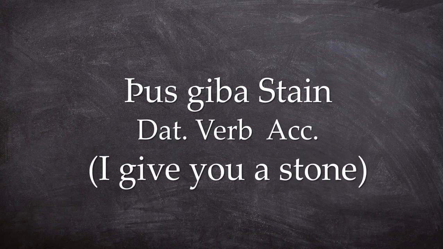Now, the structure for this sentence is basically that the recipient is going to be in the dative, meaning it's receiving the object, and the object which is being given to the recipient is in the accusative. As you can see, the stone, stens, is in the accusative. You simply take away the s, and that's how you make it into the accusative. And as for the dative, we have thus, which is the word for, I guess you can say, the "you" in modern day English. It's the dative of thu, which means you, obviously. So thus giba sten, I give you a stone.